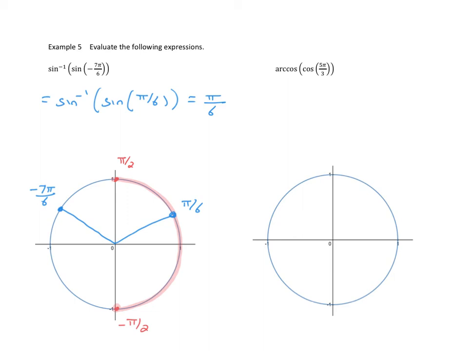Let's try this for arc cosine of cosine of 5 pi over 3. So same thing. Again, I'm thinking about arc cosine, so my angles are coming from 0 to pi. Okay, but where is 5 pi over 3? Let's see. Well, one full rotation is 2 pi. That's 6 pi over 3. So if I go backwards pi over 3, this is the location of 5 pi over 3. It's here. Let me draw that on.